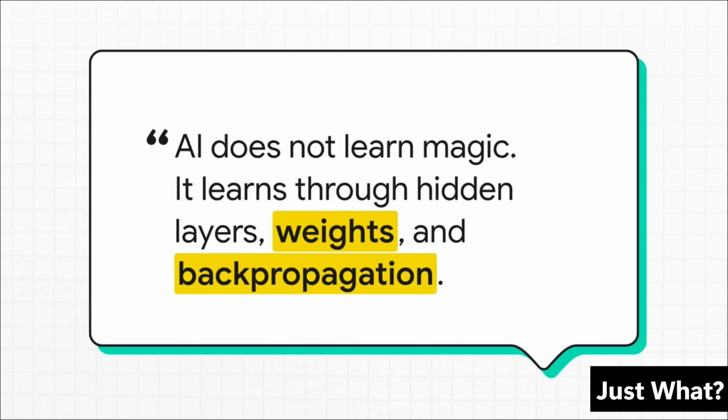So the big takeaway here is this. AI is not magic. It learns through a logical process. It learns through hidden layers, through adjustable weights, through nonlinear activation functions, and through that constant feedback loop of backpropagation. This is the engine. It's how patterns are found, how representations are built, and how raw data gets turned into real intelligence. It's not mysterious at all. It's just incredibly clever engineering.